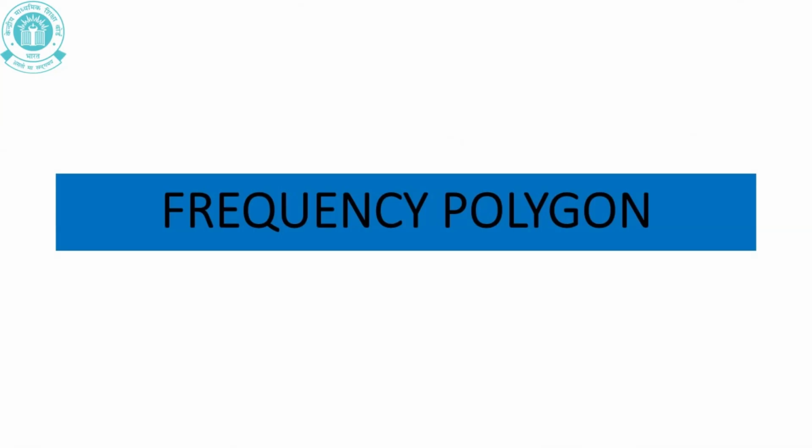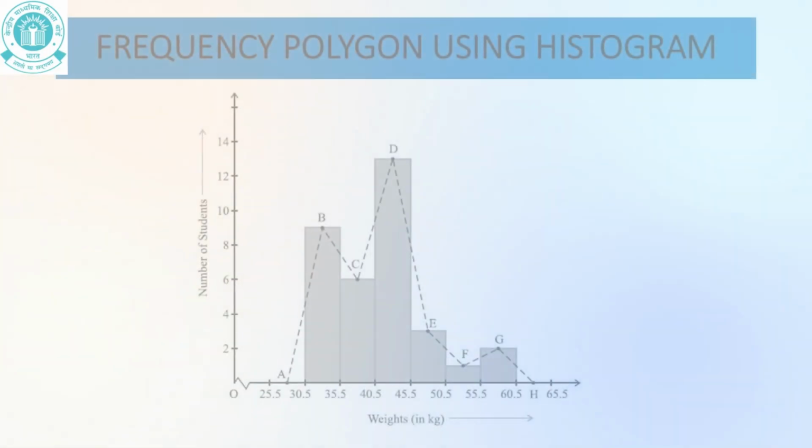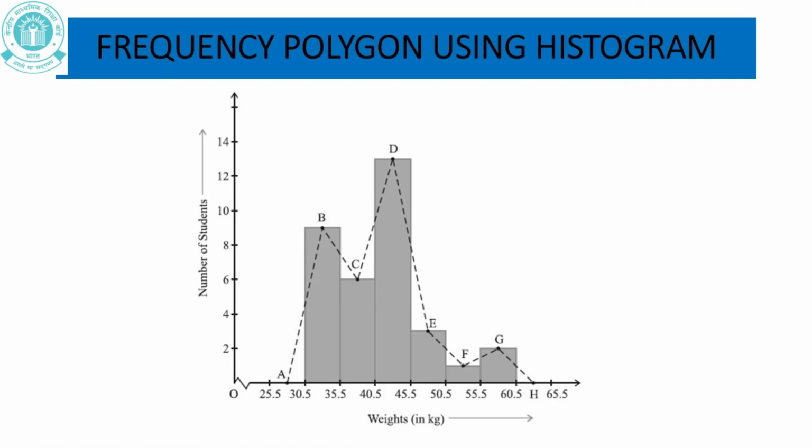There is yet another visual way of representing quantitative data and its frequencies. This is a polygon. To understand it, let us consider the previously discussed histogram and join the midpoints of the upper sides of the adjacent rectangles of this histogram by means of line segments. Let us name the midpoints as B, C, D, E, F, and G. When joined by line segments, we obtain the figure B, C, D, E, F, G.